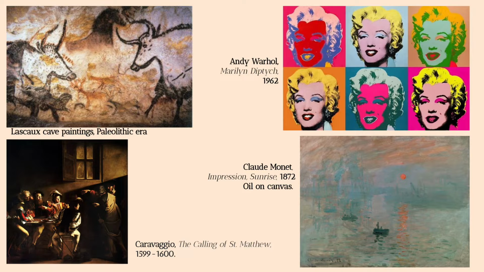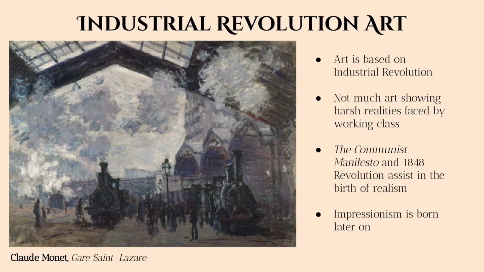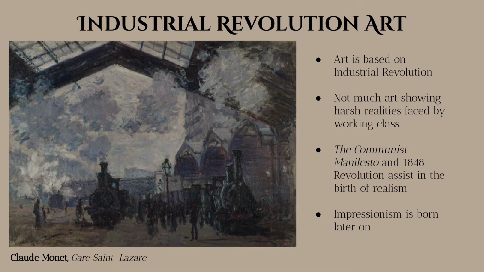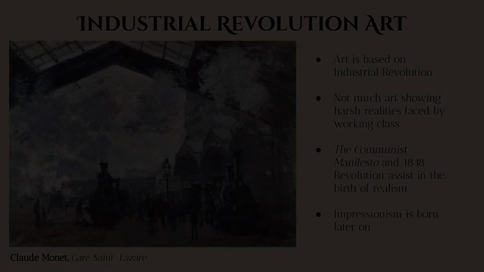The 19th century is one of these movements, being a period of time where art was centered around topics such as Orientalism and the male gaze. During the movement of modernism, art created during this time was based on the Industrial Revolution, but there wasn't any art that focused on the harsh realities of the working class. In 1848, however, the publication of the Communist Manifesto and the 1848 Revolution gave birth to the new art style, realism. Later on, Impressionism would also rise.